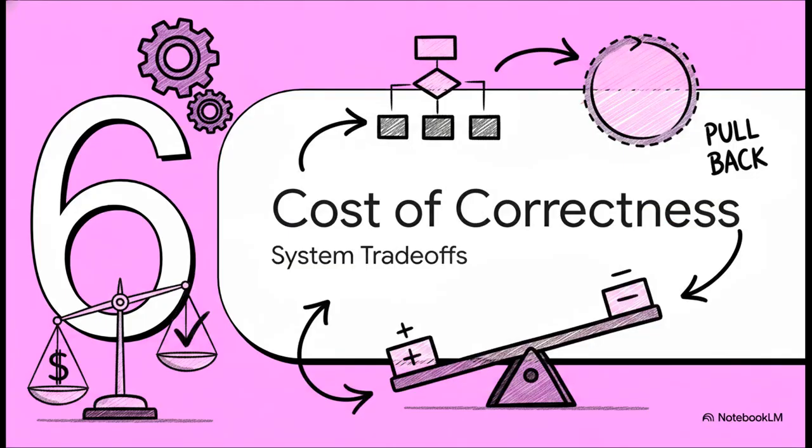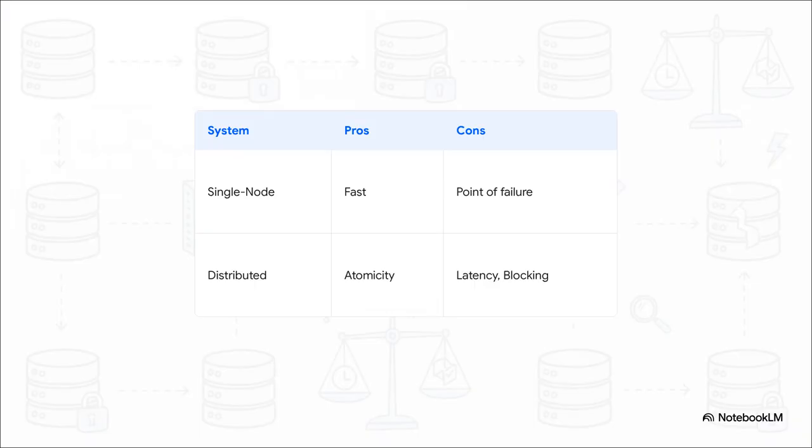Finally, Section 6, the cost of correctness. Look, the pros of distributed transactions are undeniable. You get strict atomicity and strong consistency. But when you look at the cons, the costs are absolutely massive. You introduce severe network latency because of all that synchronous back-and-forth messaging we just talked about. You introduce the huge risk of blocking, and you add an immense layer of operational complexity.